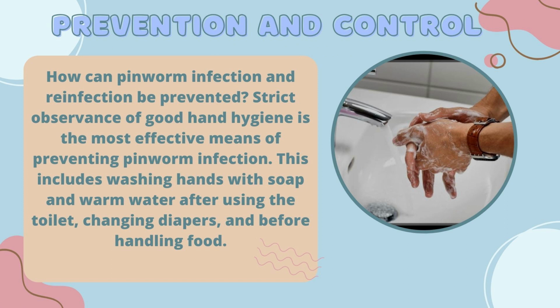Last but not the least is prevention and control. So how can Enterobius vermicularis be prevented? Strict observance of good hand hygiene is the most effective means of preventing pinworm infection. This includes washing hands with soap and warm water after using the toilet, changing diapers, and before handling food.